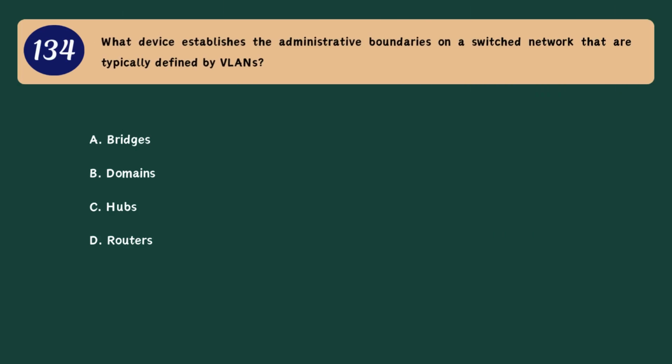Question 134. What device establishes the administrative boundaries on a switched network that are typically defined by VLANs? A. Bridges. B. Domains. C. Hubs. D. Routers.